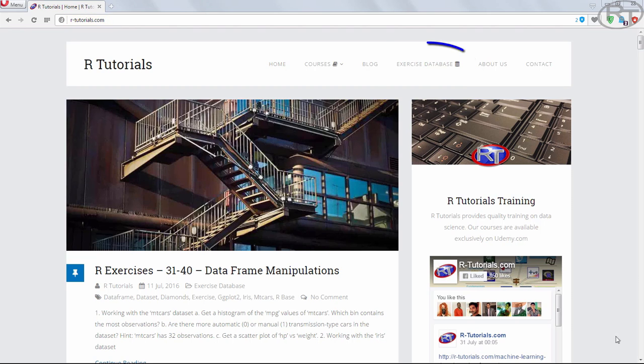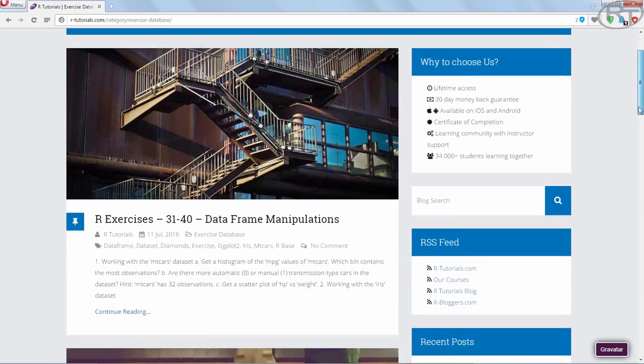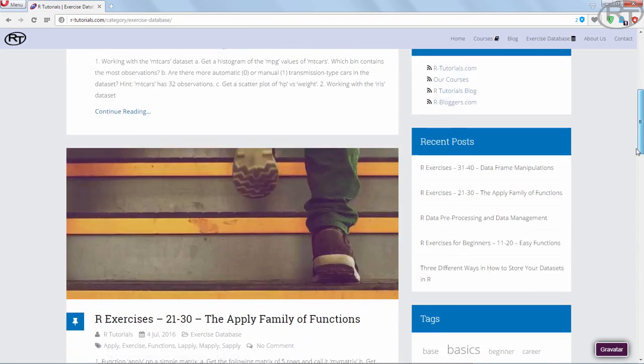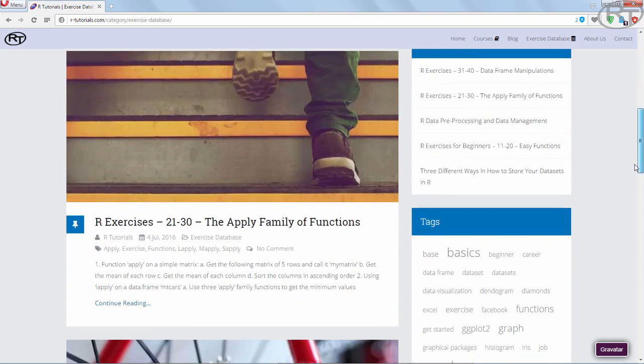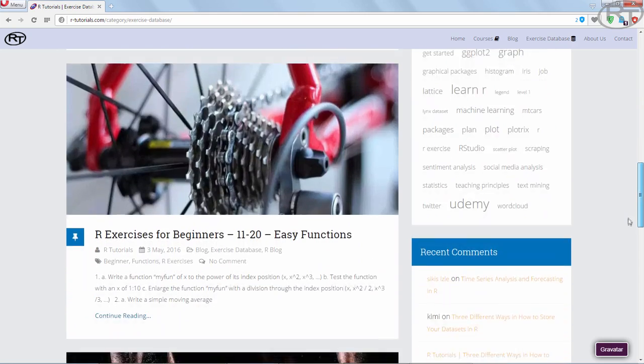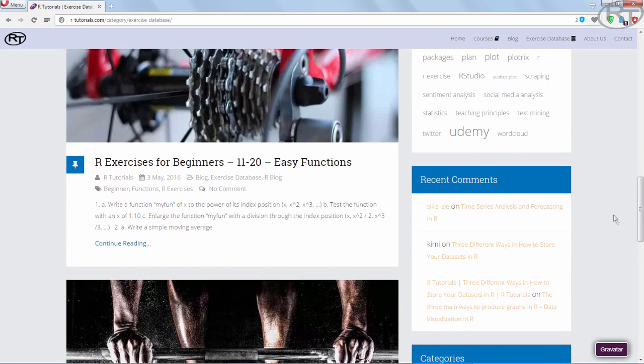The database is located at r-tutorials.com at the Exercise Database tab. It is mostly structured in blocks of 10 questions at one specific topic, like functions, data frame handling, graphs, and so on. You can, of course, choose any exercise block you want, since there is no particular order to this database. Whichever topic interests you can be opened and worked on.